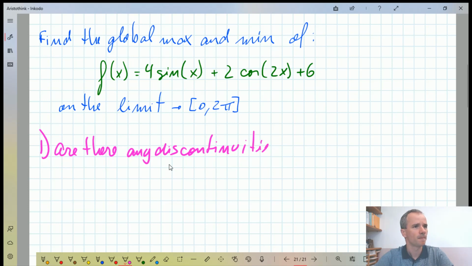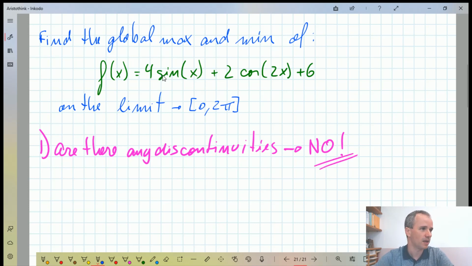Discontinuities. Well, if there are any discontinuities, we have to look for them. But I know that there aren't any. Why? Because sine and cosine are continuous functions, and there is no denominator involved, so everything is perfect. So I could say that the domain, well, let's first say it's a no. Okay, it's a big no.